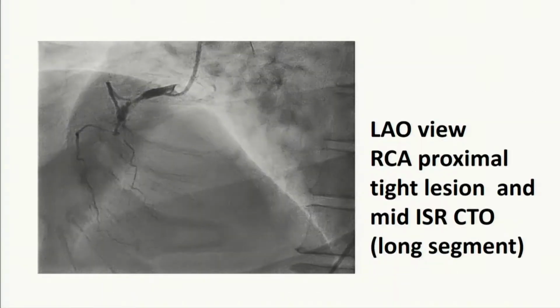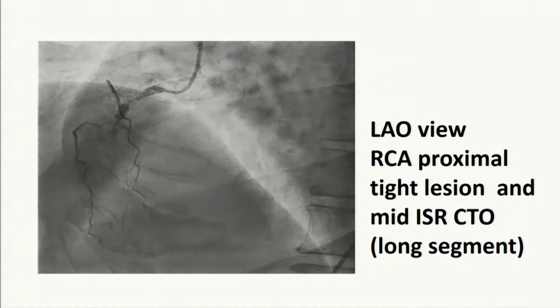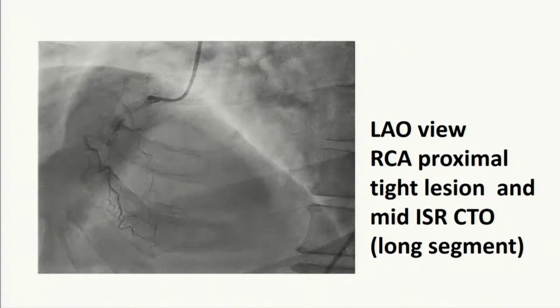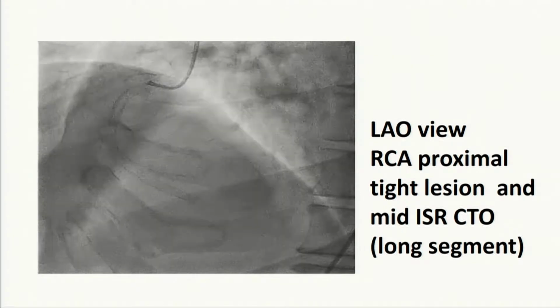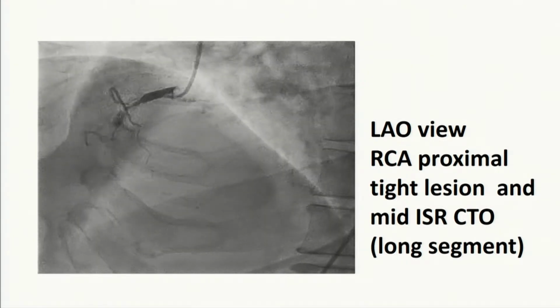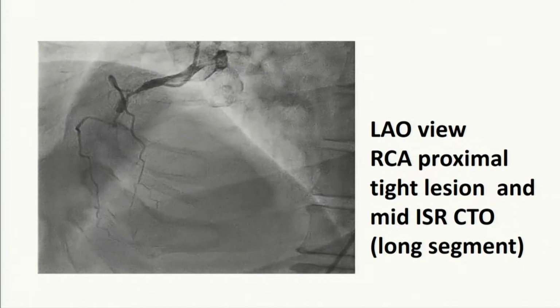And this is the RCA CTO. There is a proximal tight lesion with a significant mid-segment CTO. This is an ambiguous cap with bifurcation of the RV branch and a long segment CTO, which qualifies it as approximately a JCTO score of 2.